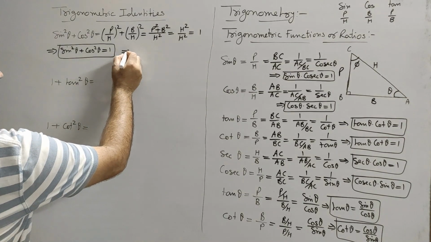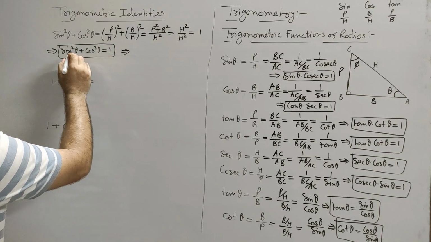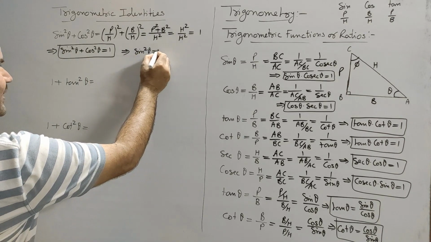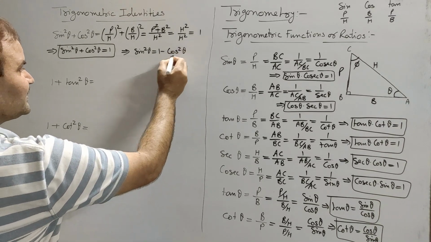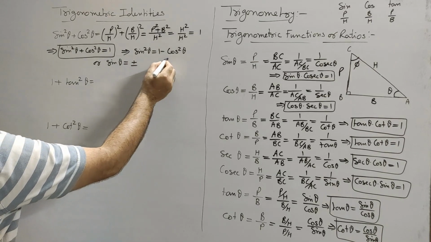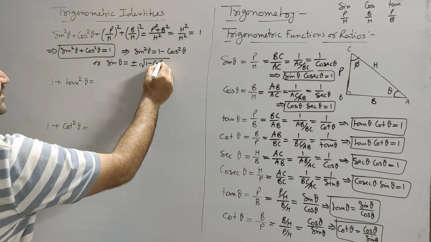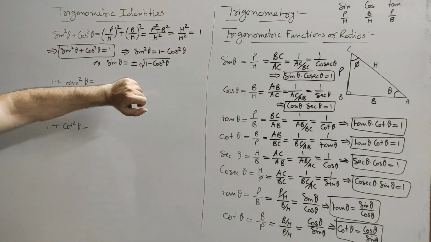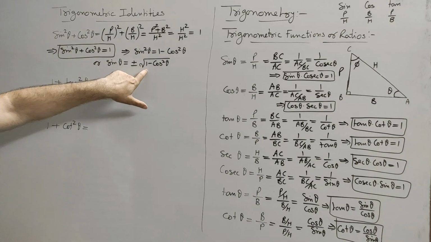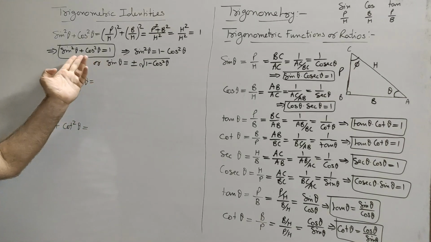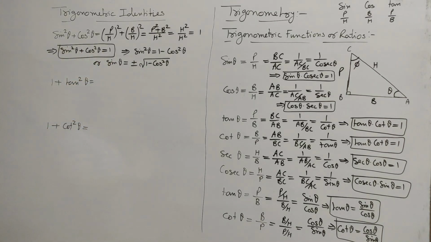Say we want to find sin square theta in terms of cos square theta, then sin square theta is equal to 1 minus cos square theta, or sin theta is equal to plus minus under root 1 minus cos square theta. Similarly, we can write cos square theta as 1 minus sin square theta, or cos theta is equal to plus minus under root 1 minus sin square theta. So using this identity we can change sin into cos or cos into sin.